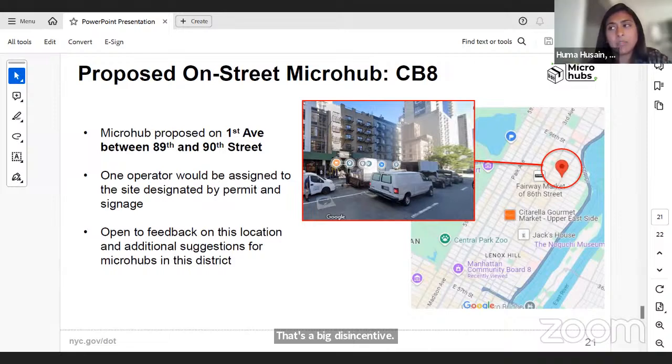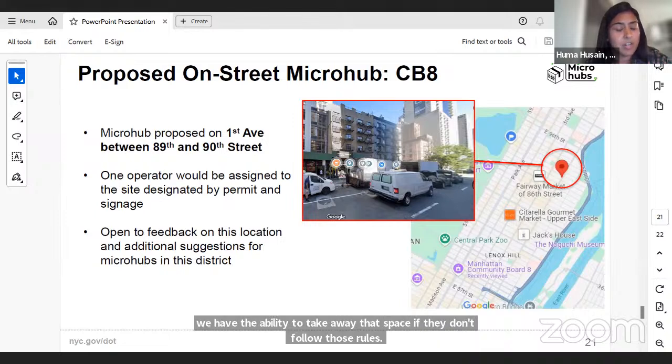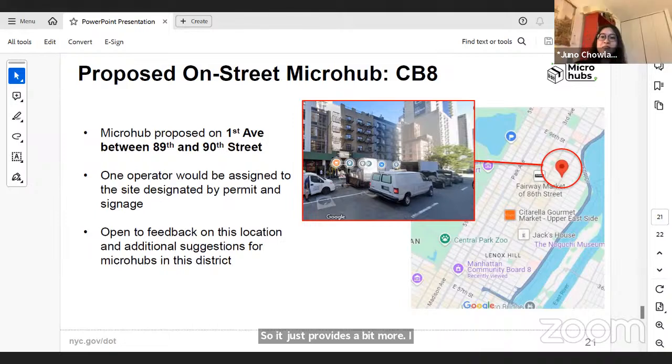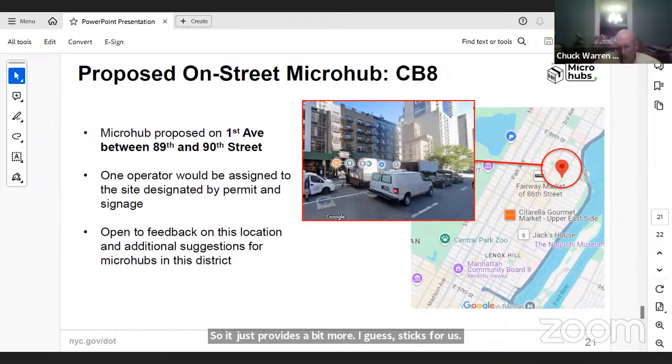They're encouraged to follow all the city rules that already exist, but obviously we know that doesn't always happen. So this is just another way for us to provide additional eyes on these companies because we've given them space to operate. Now they have a greater set of eyes watching them, and we have the ability to take away that space if they don't follow those rules. So it just provides a bit more stick for us. Okay, thank you.